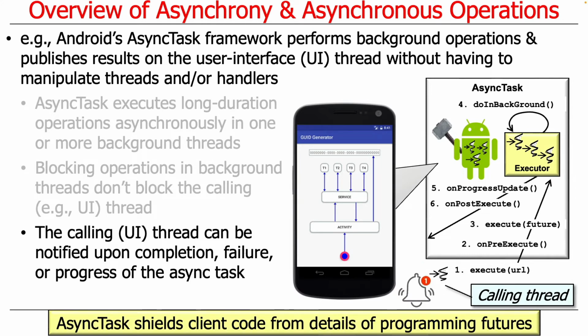And the cool thing about the async task framework was the user interface thread, which doesn't block, could be called back to get information about either the success or failure of the computation, or you could also get back periodic progress updates. For example, if you were downloading a large file, you might have a status update that would show you how far along you were. And the async task shields client code from the details of programming with asynchronous mechanisms. It looks synchronous to you, but it's actually running asynchronously in the background.